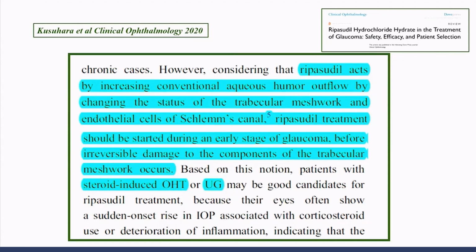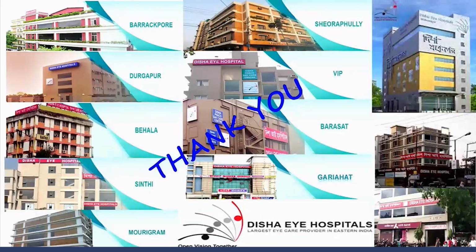What they had said is, ripasudil acts by increasing the conventional aqueous humor outflow by changing the status of the trabecular meshwork and the endothelial cells of the Schlemm canal. So ripasudil treatment should be started during an early stage of glaucoma before irreversible damage to the components of the TM occurs. So probably you should start using ripasudil early rather than late. So I rest my case.